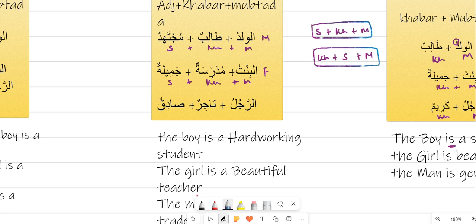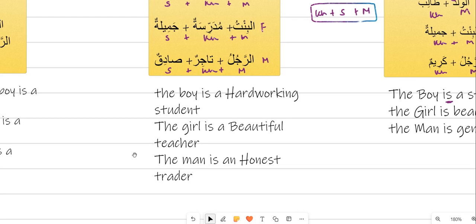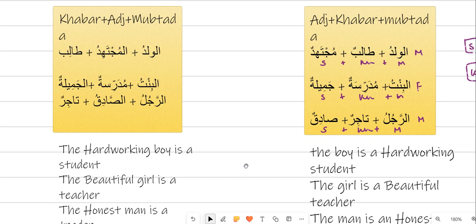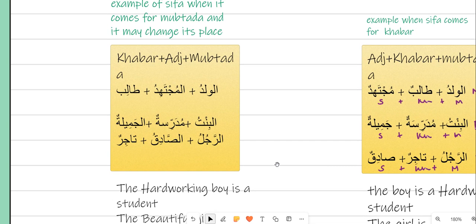This is a male sentence. Ar-rajulu tajirun sadiqun. So this sifa is coming for the khabar, describing the tajir, the trader. And what kind of trader this man is? He is an honest trader. You can see the translation. The man is an honest trader. And now we do this. This is important. Examples of sifa when it comes for mubtada, and it may change its place. So this was the most important thing I wanted to discuss here. As you can see the translation.